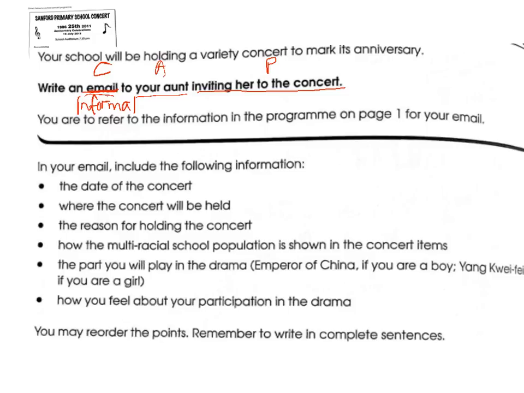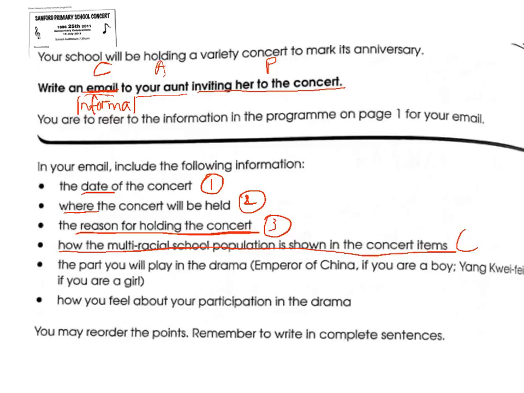Next, what I'm going to do is identify the 6 content points. Remember, every situational writing piece has only got 6, and exactly 6, nothing more, nothing less. So let's go. The date of the concert, this is going to be my 1. Where the concert will be held, so date, location, where. Number 2, reason for holding the concert, this is going to be number 3. How the multiracial nature is shown in the concert items, this is 4. The part you will play, this is 5.